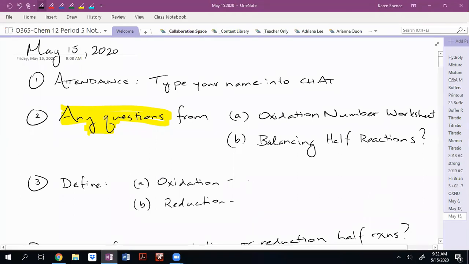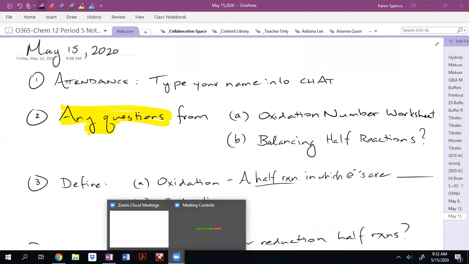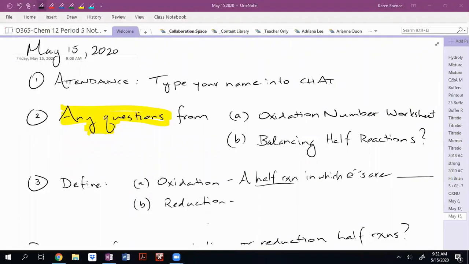Oxidation is a half reaction in which electrons are... what? Yeah, it is. It's a loss of electrons. So a half reaction in which electrons are lost.